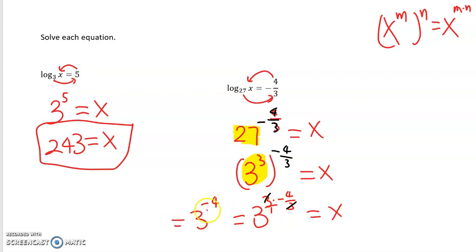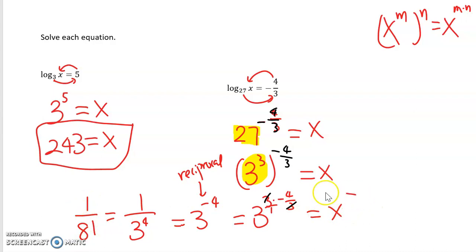We can use the definition of negative exponents to simplify this further. We know 3 to the negative 4 means the reciprocal. Again, a negative exponent means reciprocal. So it means 3 to the 4th, and take the reciprocal. I put 1 over 3 to the 4th, and we know 3 to the 4th is 81. So x equals 1 over 81.